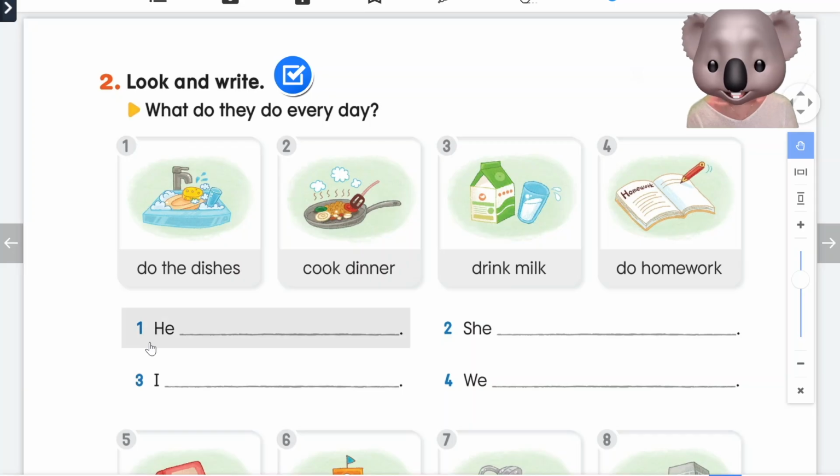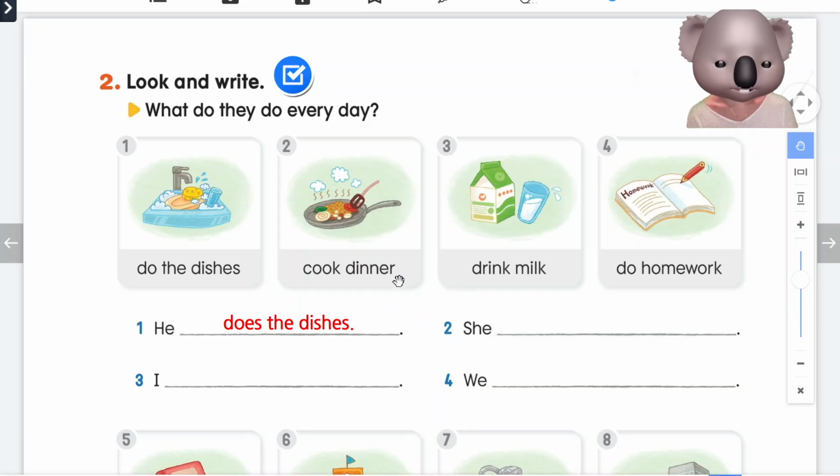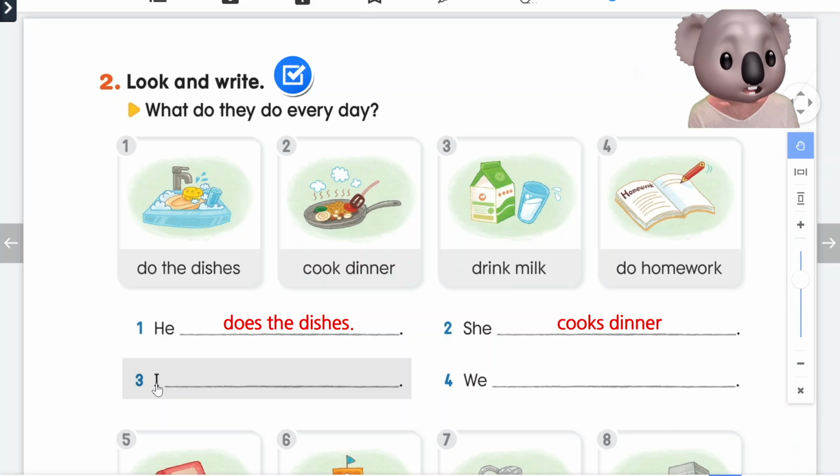Number 1, he do the dishes. Do was irregular. do가 아니라 does the dishes. Number 2, she cook dinner. cook에서 s 붙여서 cooks dinner. Number 3, I. Remember, he, she, it만 바꾸는 거잖아. 그러면 I는 그대로. I drink milk.